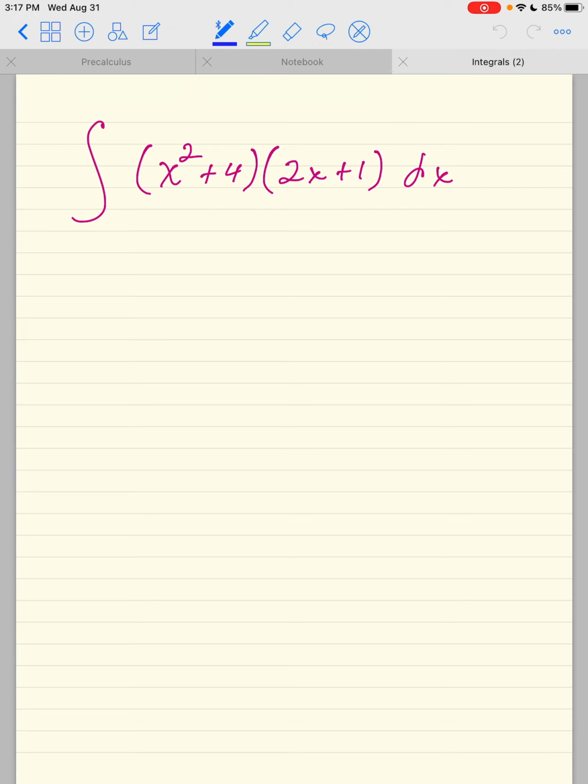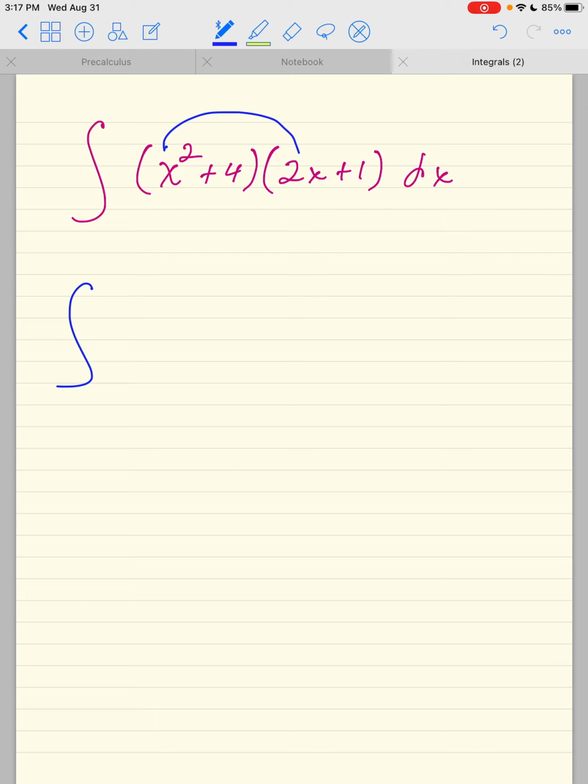What about products? Well, we don't know how to integrate products. So the only way you can take the antiderivative is if you have them expressed in terms separated by pluses and minuses. We can't do products and we can't do quotients. So what we're going to do here is first rewrite this.